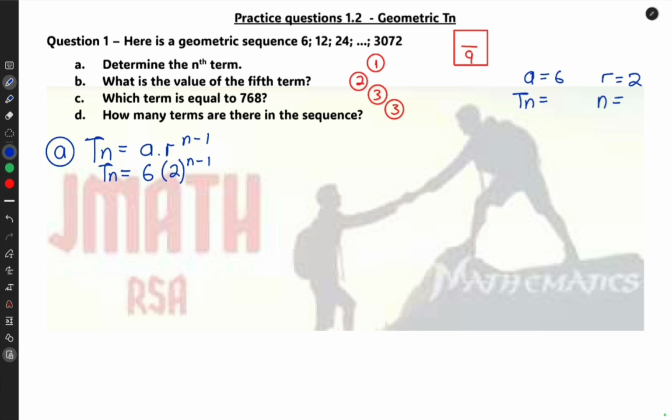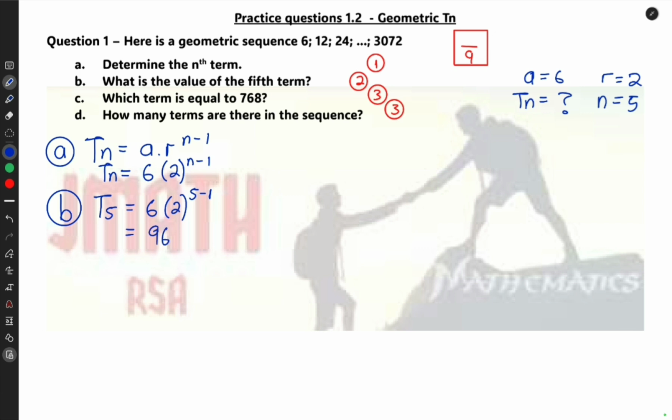That's your final answer. Question B, what is the value of the fifth term? So now that I have the nth term, I can just replace n with 5. So I can say T5 is equal to 6 times 2 to the power 5 minus 1. Just type that in your calculator, and then you would see the answer is 96.